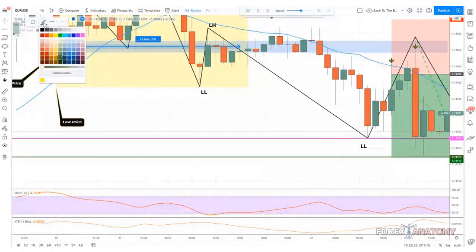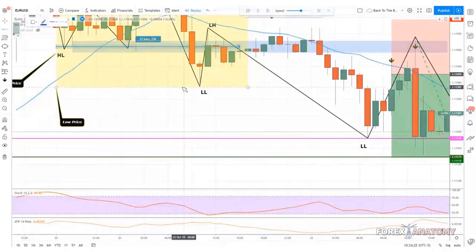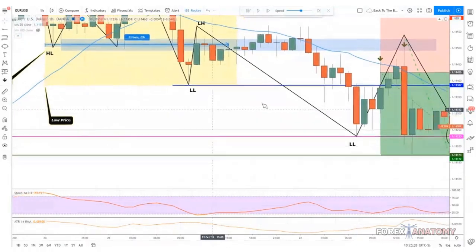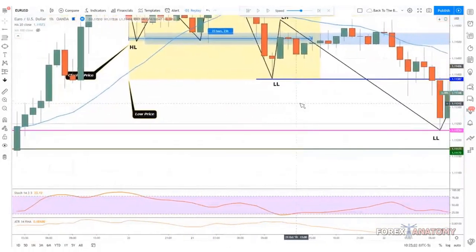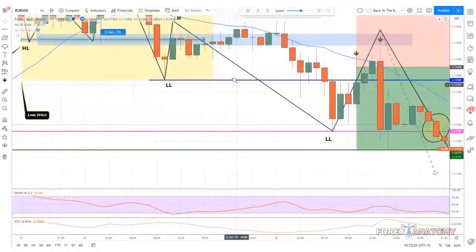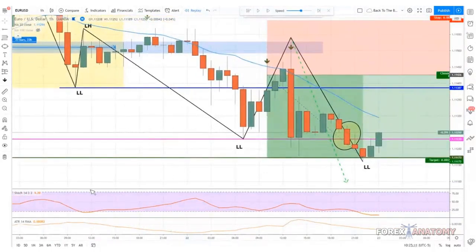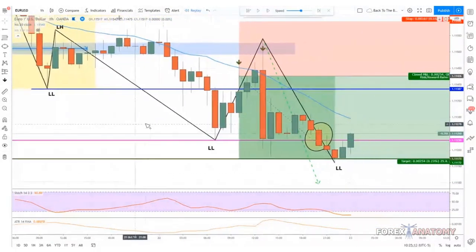I'll make this blue for the sake of this example. So we're just going to draw in a line. It could be a range too, a range of levels, but you guys get the point. Right when price tests this line or this area, that's when we'll look for a selling opportunity. So let's see if that does happen.